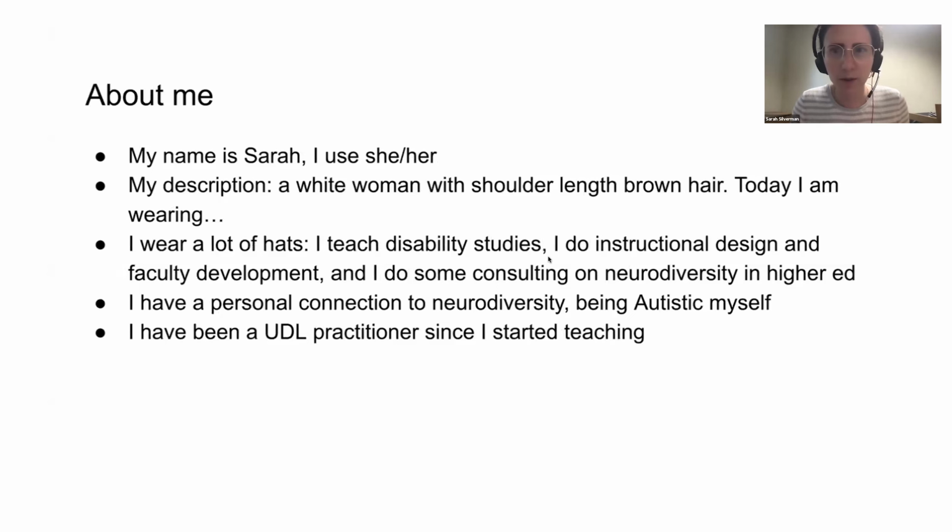About me, a little bit different than what Diana introduced. Some things I like to say. My name is Sarah, I use she, her pronouns. My description is a white woman with shoulder-length brown hair, but I never wear my hair down, so you can't tell. Today, I'm wearing a striped white and gray shirt, and my background shows a kind of empty room. I'll tell you a bit more about what room I'm in in a second.